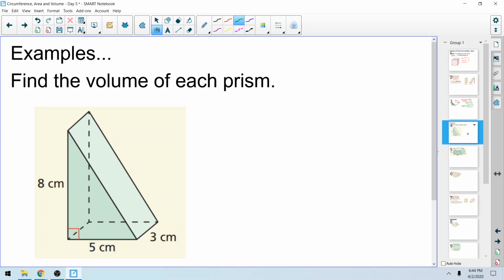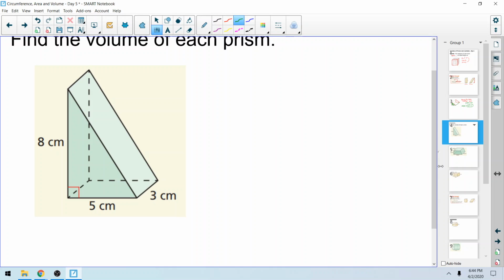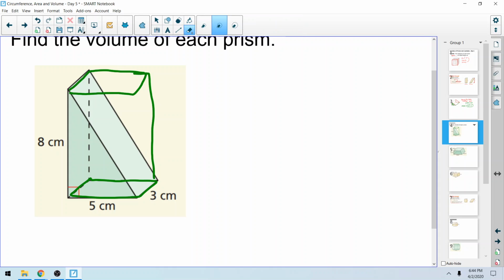Next one, find the volume. Once again, this is a triangular prism, and we need the area of the base times the height. Look really carefully at what you think the base is. If you think the base is the bottom, which is this rectangle, then I should be able to go up here and find the exact same rectangle. It's not there. So guess what? That's not the base.